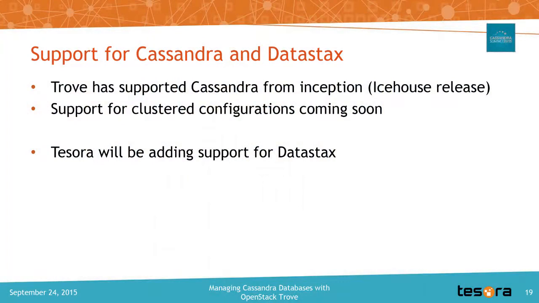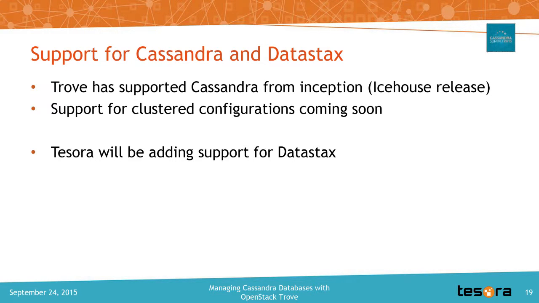So we talked a lot about a bunch of databases. Let's talk specifically about Cassandra. Trove has supported Cassandra from the very beginning. From the very first release of Trove, there was support for Cassandra. And you could, and you can today, provision a single instance of Cassandra, use it for development purposes, and the Cassandra which it provisions is Cassandra from the community, Apache Cassandra.